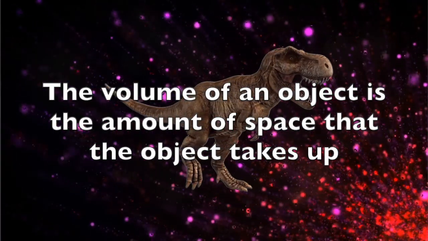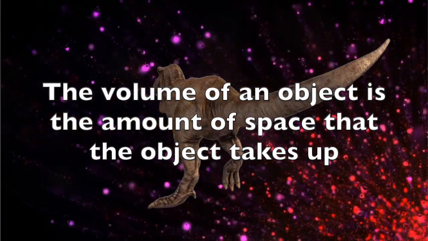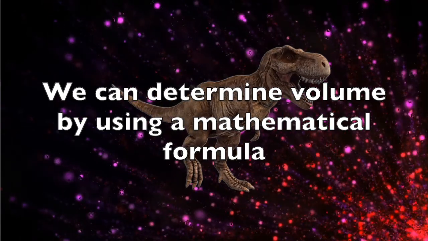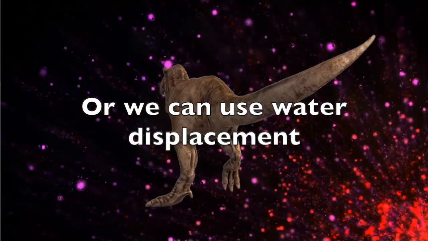In summary, the volume of an object is the amount of space that the object takes up. We can determine volume by using a mathematical formula, or we can use water displacement.